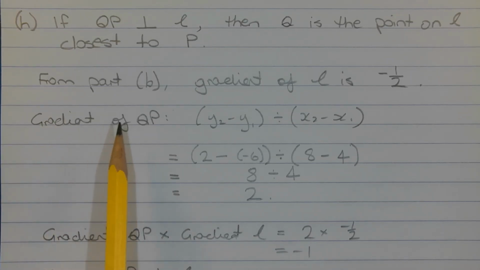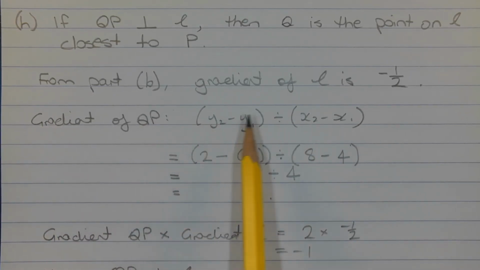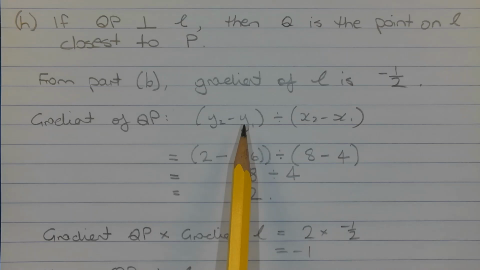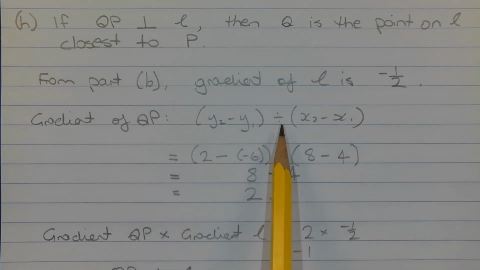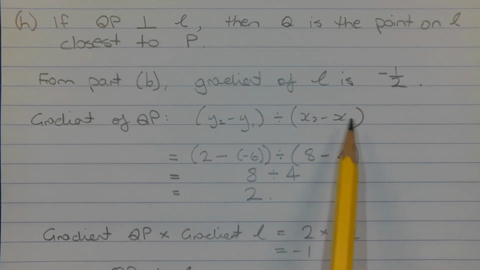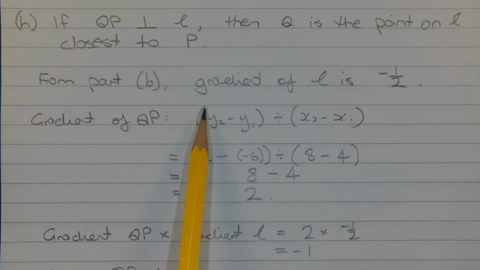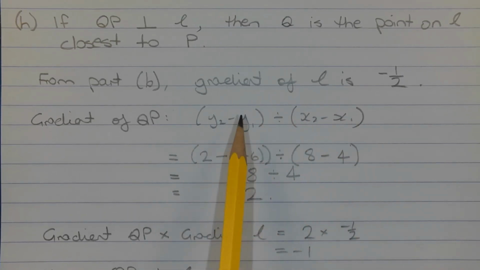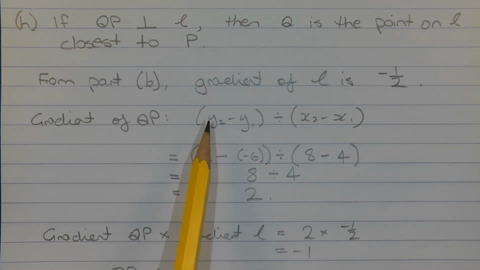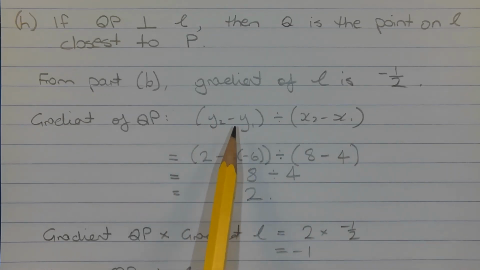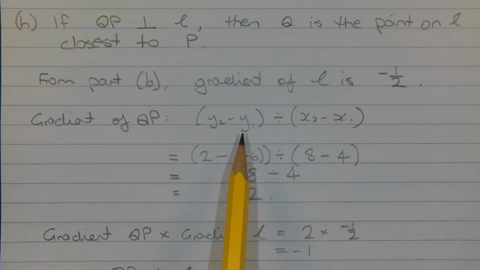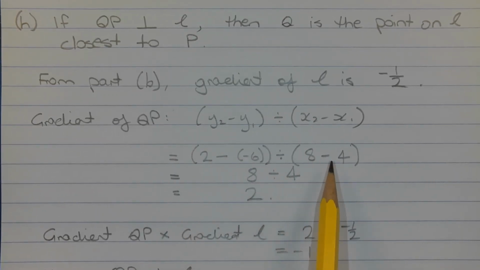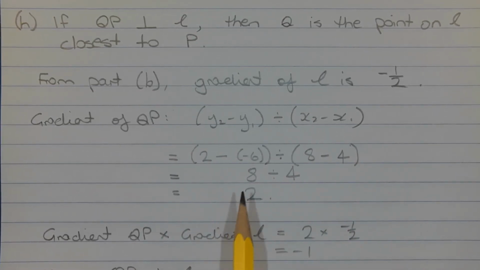Now the gradient of QP can be found using the two-point gradient formula, that is (y2 minus y1) divided by (x2 minus x1). So that's change in y divided by change in x, or rise divided by run. And then substituting the correct coordinates for y2, y1, x2 and x1, we get (2 minus negative 6) divided by (8 minus 4), which equals 8 divided by 4, which equals 2.